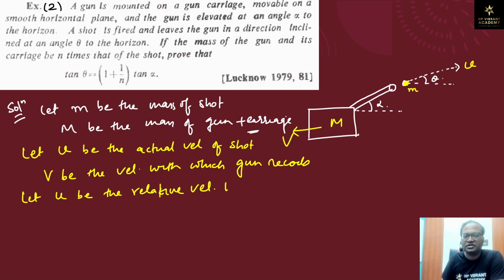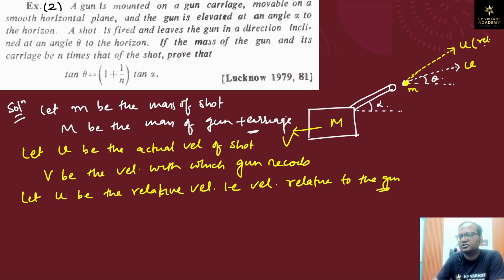Okay, relative velocity, that is velocity relative to the gun. So u is the velocity relative to the gun, so its direction will be at an angle of alpha to the horizontal. This is u, and this is relative velocity, and this is actual velocity. So this direction is at an angle of alpha to the horizontal, and this is the same as the inclination of the gun with the horizontal.